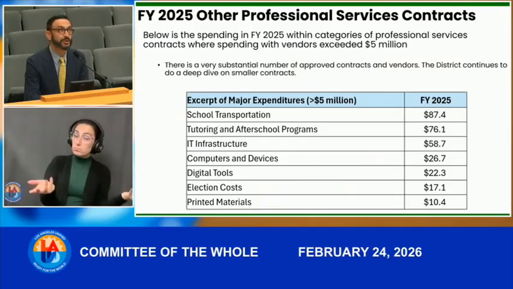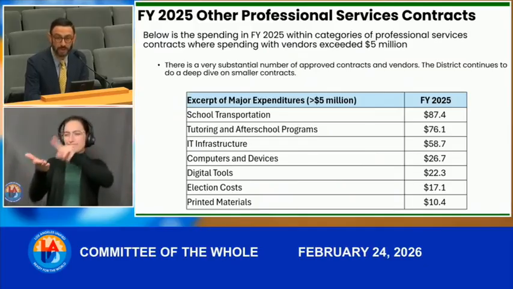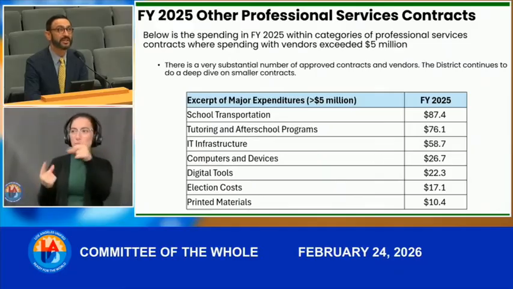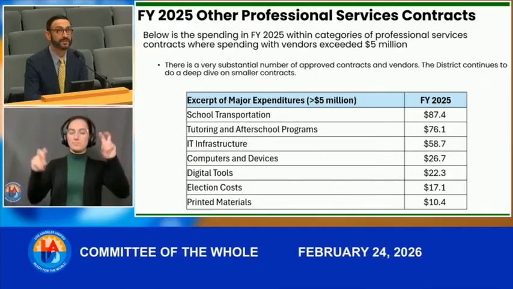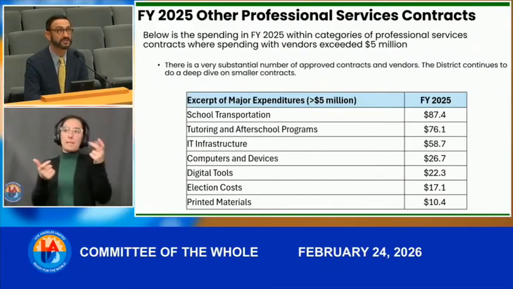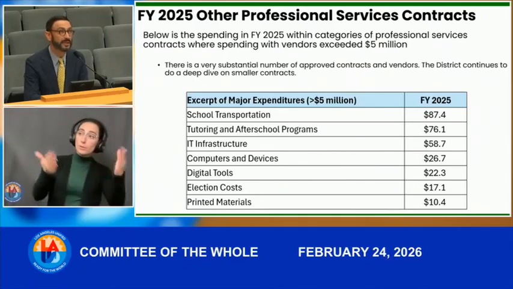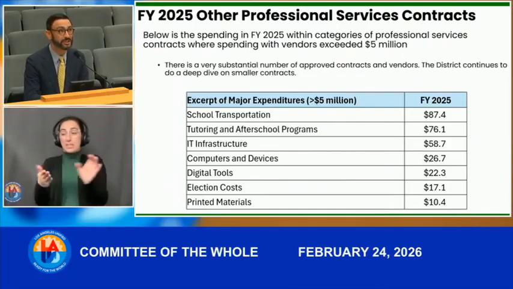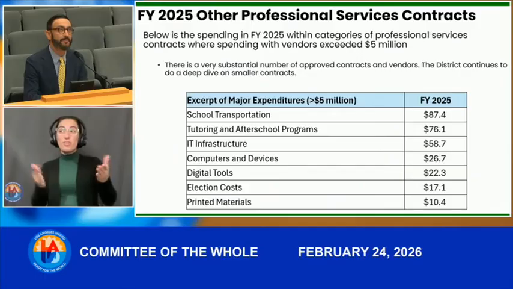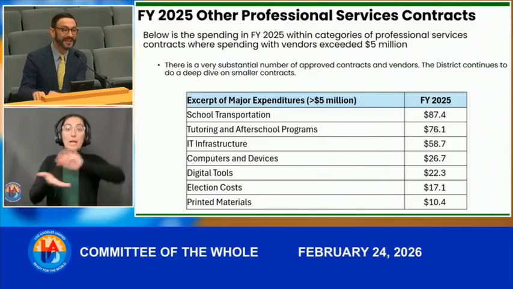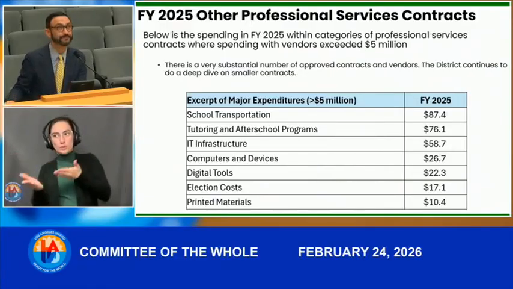The district is continuing to do a deep dive on even the smaller contracts so that we can provide that information both to the board and the public. But here you do see a good snapshot of some of the things where we spend money with our vendors. The first is, not surprisingly, school transportation. There's tutoring and after-school programs, IT infrastructure, equipment like computers and devices, digital tools, election costs, printed materials. These are some of the major categories where we're seeing substantial spending on professional services contracts.